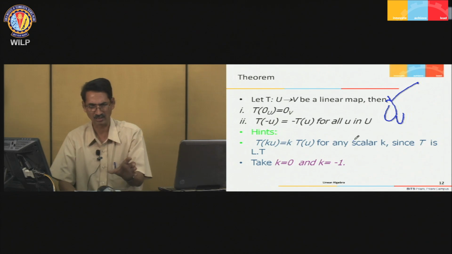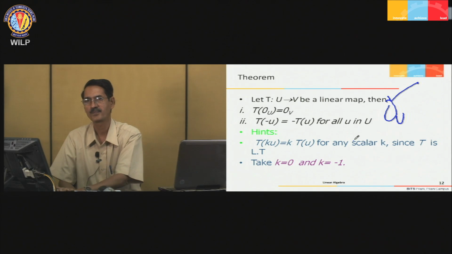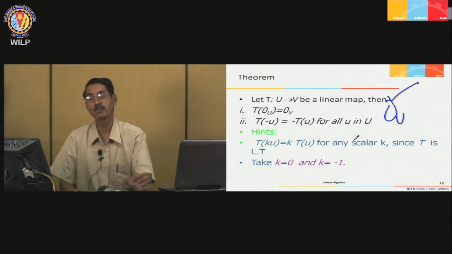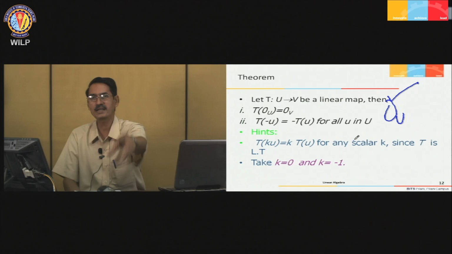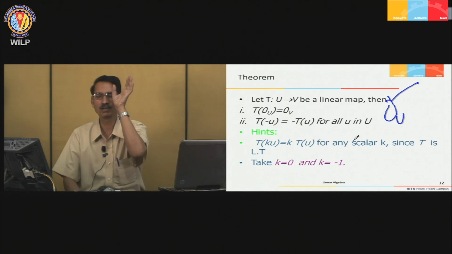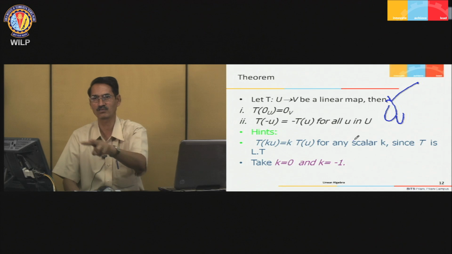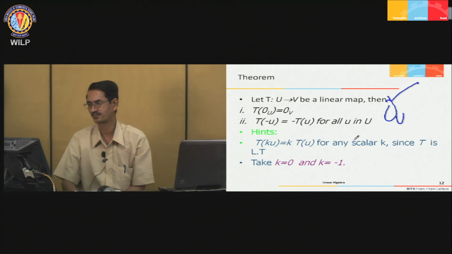If T of 0 u is not equal to 0 of v, then it will imply that T is not a linear transformation. But if T of 0 u is equal to 0 v, it does not mean at all that T is a linear transformation. We will have to show some other properties, that T of u plus v is equal to T u plus T v, and T of alpha u is equal to alpha times T u.